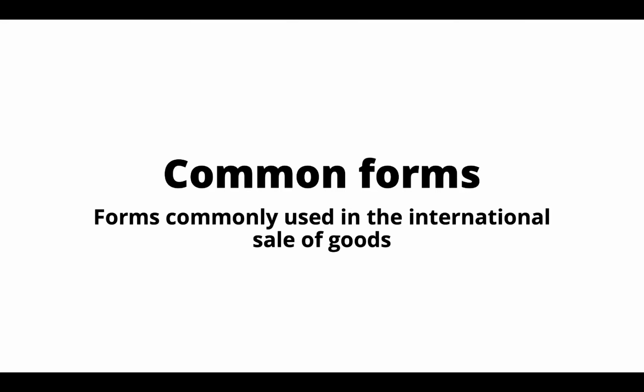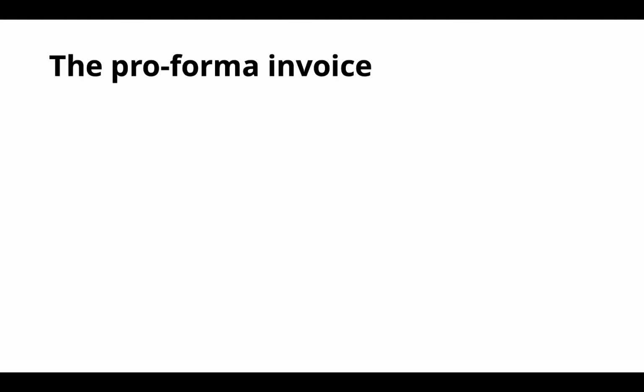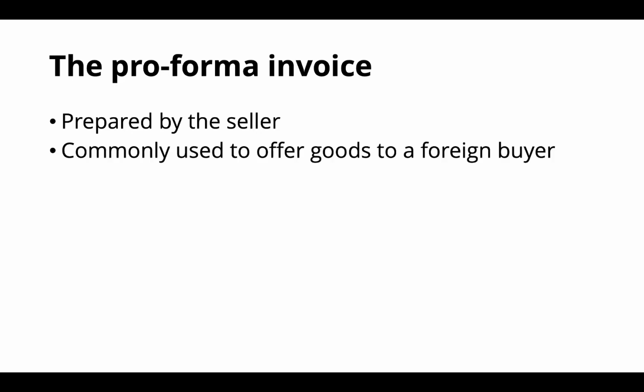In this presentation, we examine forms commonly used in the international sale of goods. We start with the first form known as the pro forma invoice. Now, this is a document that's going to be prepared by the seller. The seller prepares the pro forma invoice and uses it to offer goods to a foreign buyer.